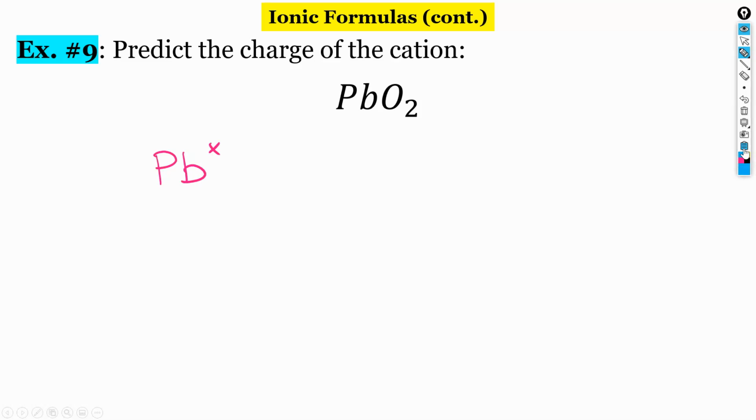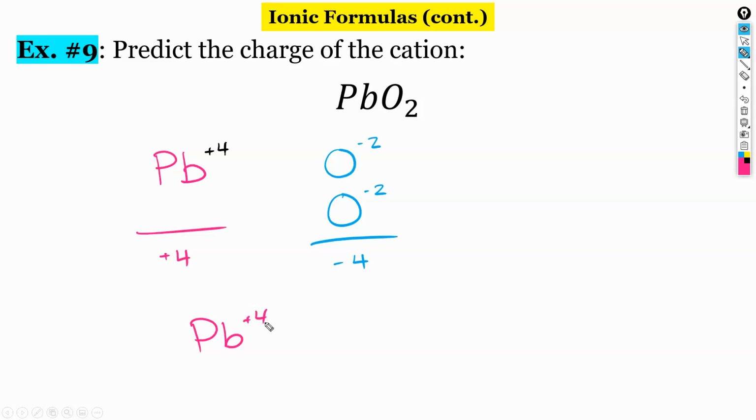And then we have oxygen. Oxygen has a charge of -2. There's 2 of them. So just like before, let's add up our negatives. That gives us -4. We know it has to cancel out, so we know that this has to be a +4. Since there's only one lead, our charge on this lead is going to be +4. So the answer here is Pb +4.